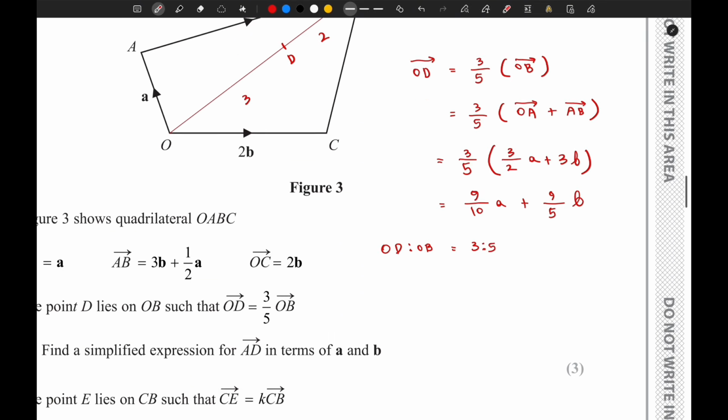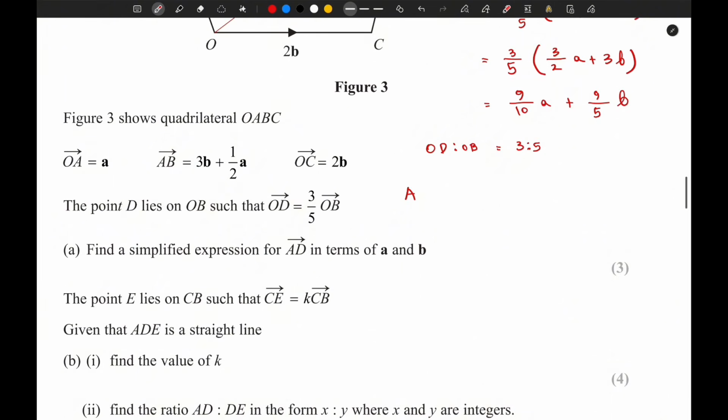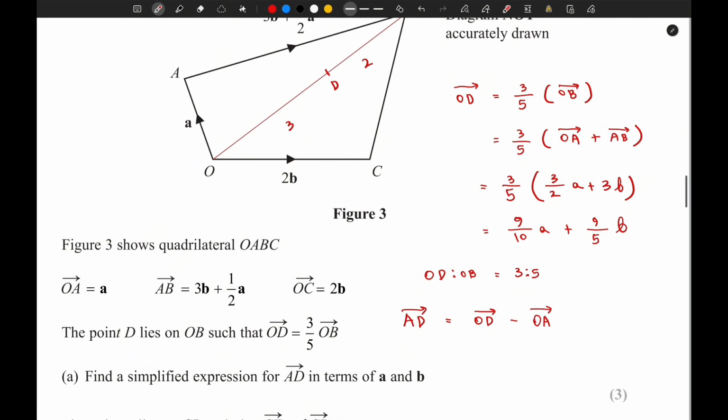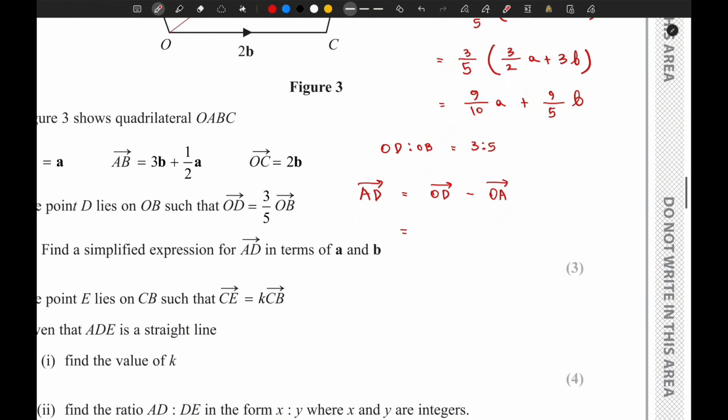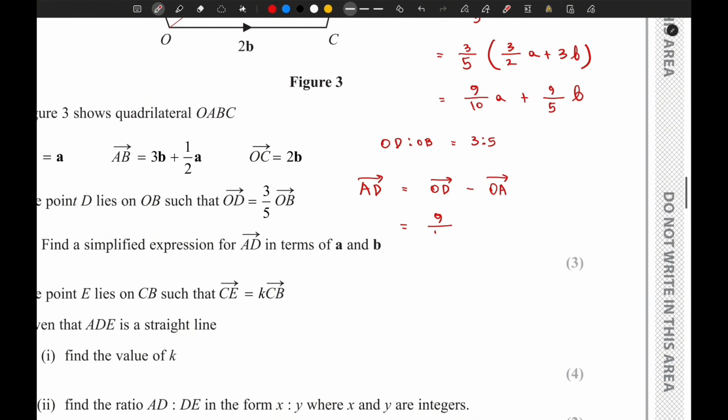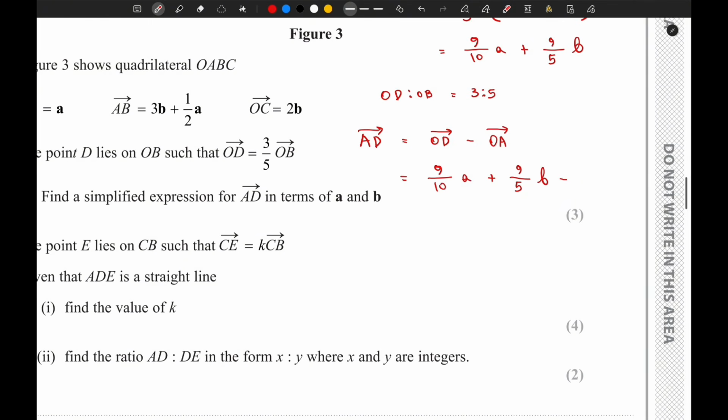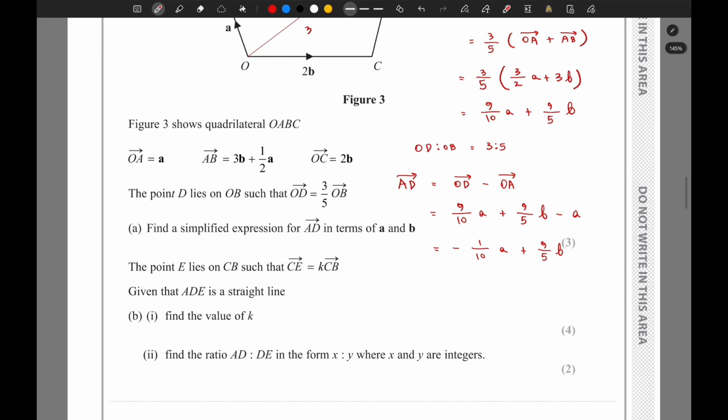Now we can calculate the AD vector. The AD vector equals the OD vector minus the OA vector. So that's OD minus OA. Yep, that's correct. So the OD vector is 9 over 10 a plus 9 over 5 b, minus the OA vector, which is a. So that's minus 1 over 10 a plus 9 over 5 b. So that is the answer to the first part.